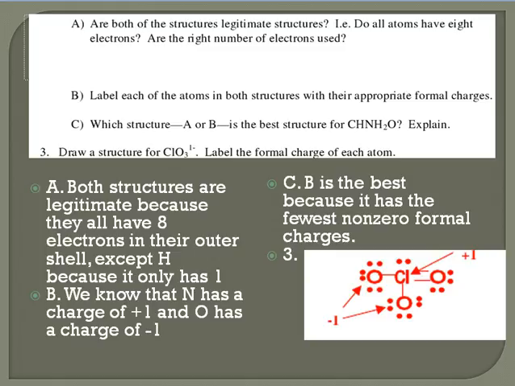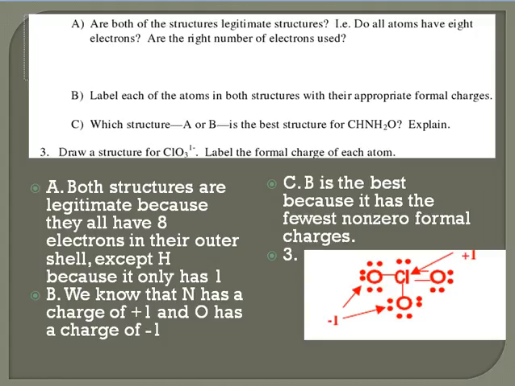For question 3, we're asked to draw a structure for ClO3-1 and then label the formal charges of each atom. So first we're going to put down the central element, which is going to be chlorine. We know chlorine has a charge of -7. Then we're going to add 3 oxygen atoms branching off of chlorine. We know oxygen has a charge of -6.